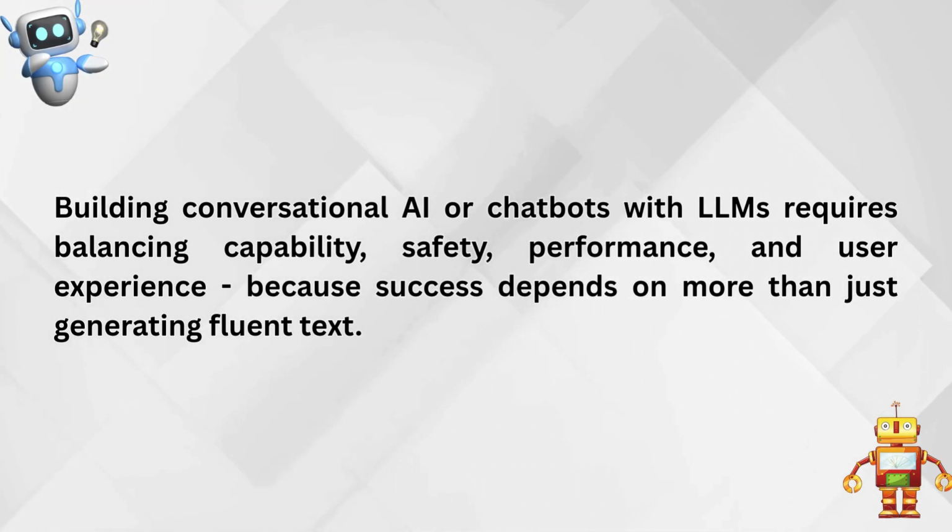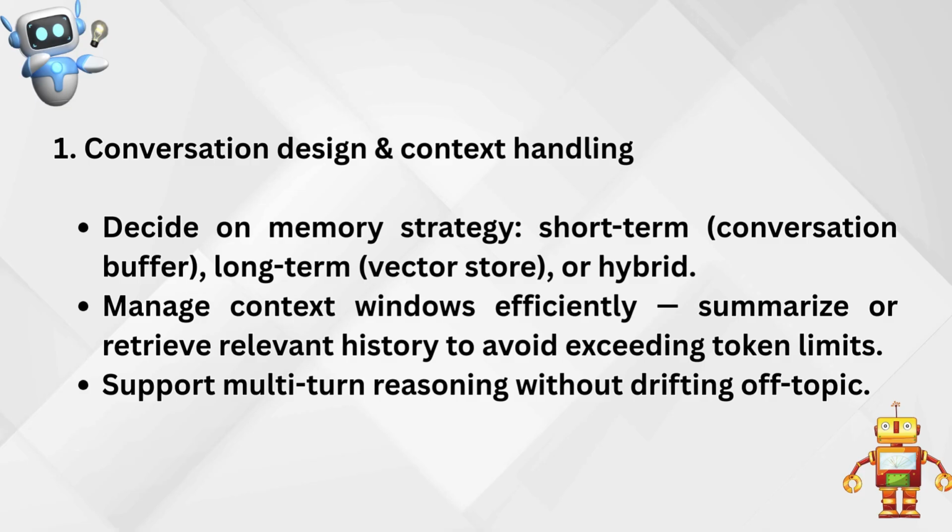Building conversational AI or chatbots with LLMs requires balancing capability, safety, performance, and user experience, because success depends on more than just generating fluent text. First, conversation design and context handling. Decide on memory strategy: short-term, conversation buffer, long-term, vector store, or hybrid. Manage context windows efficiently. Summarize or retrieve relevant history to avoid exceeding token limits. Support multi-turn reasoning without drifting off topic.